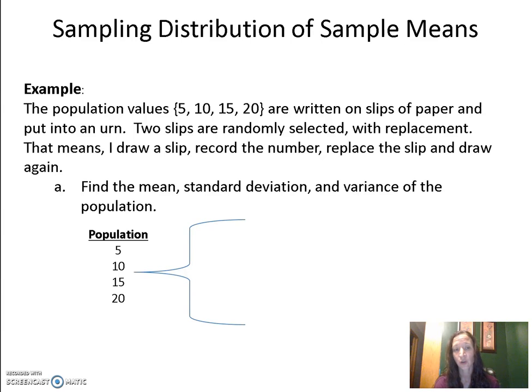So as we know, there are 4 slips of paper that have 5, 10, 15, and 20 on them. And if you were to put these into your calculator or a computing package, you would find that the average of those 4 numbers from the population is 12.5, and the standard deviation is 5.59, and therefore the variance is 31.25. These are all population parameters, okay?